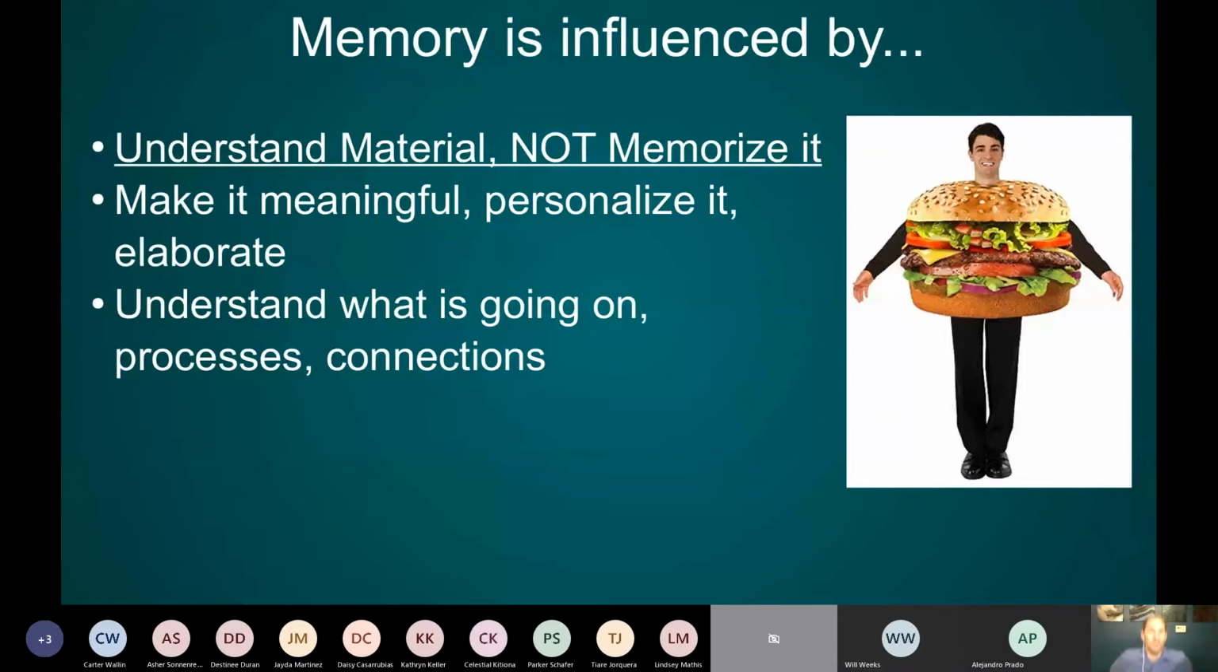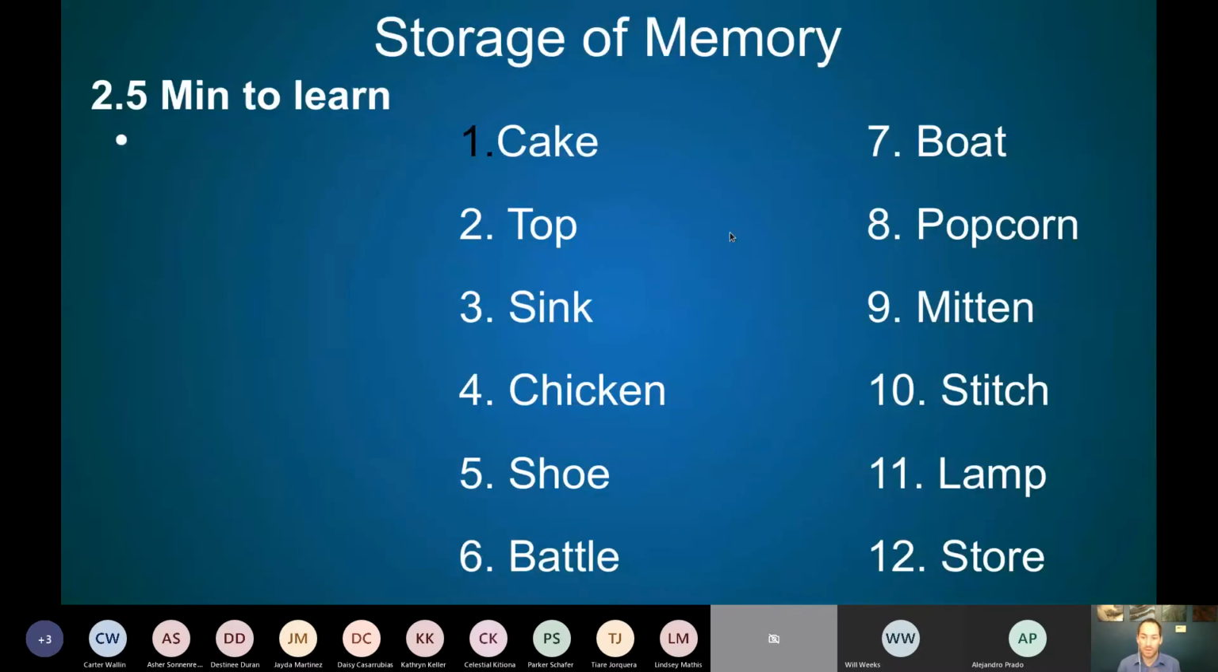All right, hopefully you've got those written down now. I'm going to flip back to the slide. Then in the chat, tell me how many you got in the correct order. So here are the words, the ones you were supposed to learn using the loci method. If you've got cake, top, sink, shoe, chicken, that would be 2 missed ones, right? So it's got to be in the right order as well. Let me know how many you got correct out of 12.